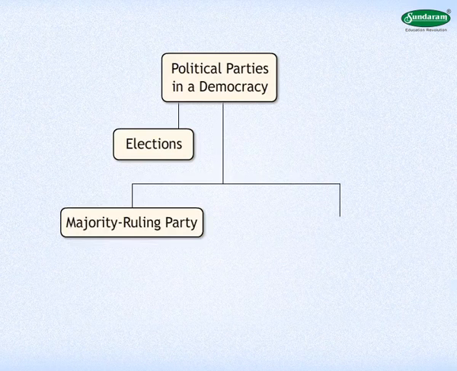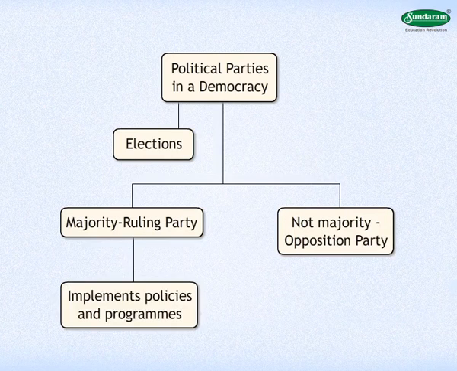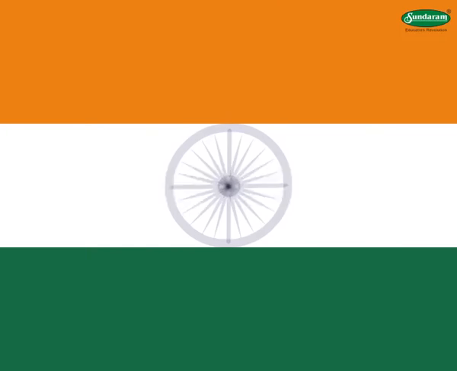The party winning the majority of seats in the elections is known as ruling party. The party which is not able to get the majority is known as opposition party. The ruling party gets the opportunity to implement its policies and programs. Party system.